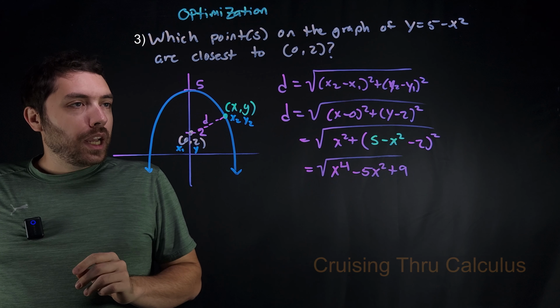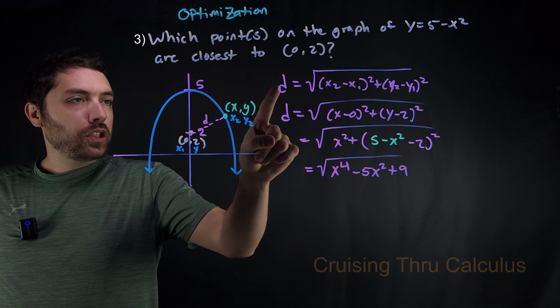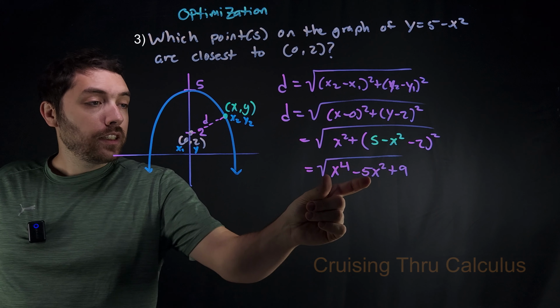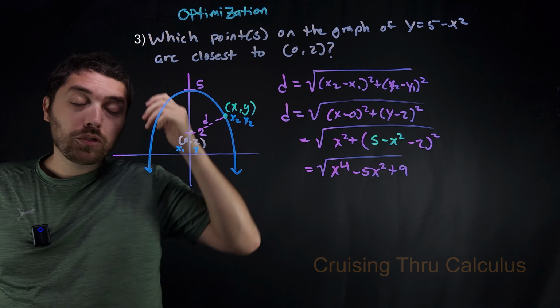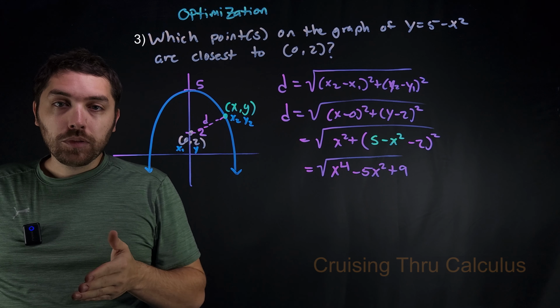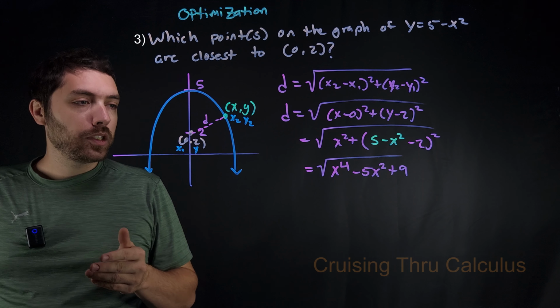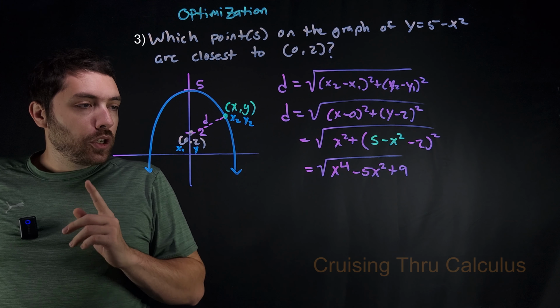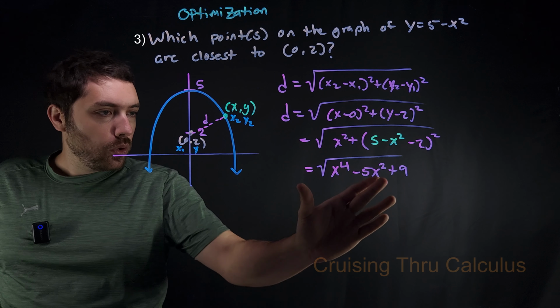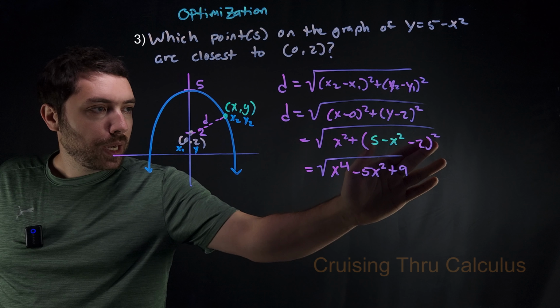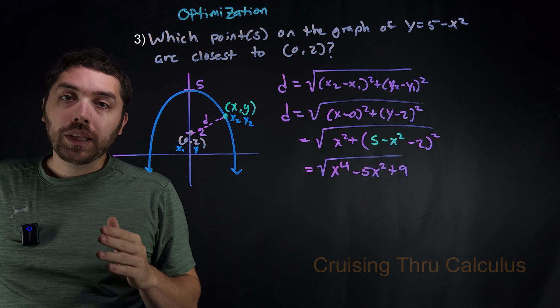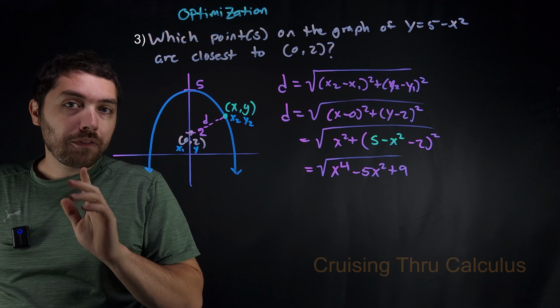Perfect. We now have a primary equation, distance, which only has x in it, so a single variable. That means we can find the derivative, set it equal to 0, and use either the first or the second derivative test to see if we have a local minimum or maximum. Now what we could do, and this would work, is take this whole thing, raise it to the 1/2 power, and then use the chain rule.